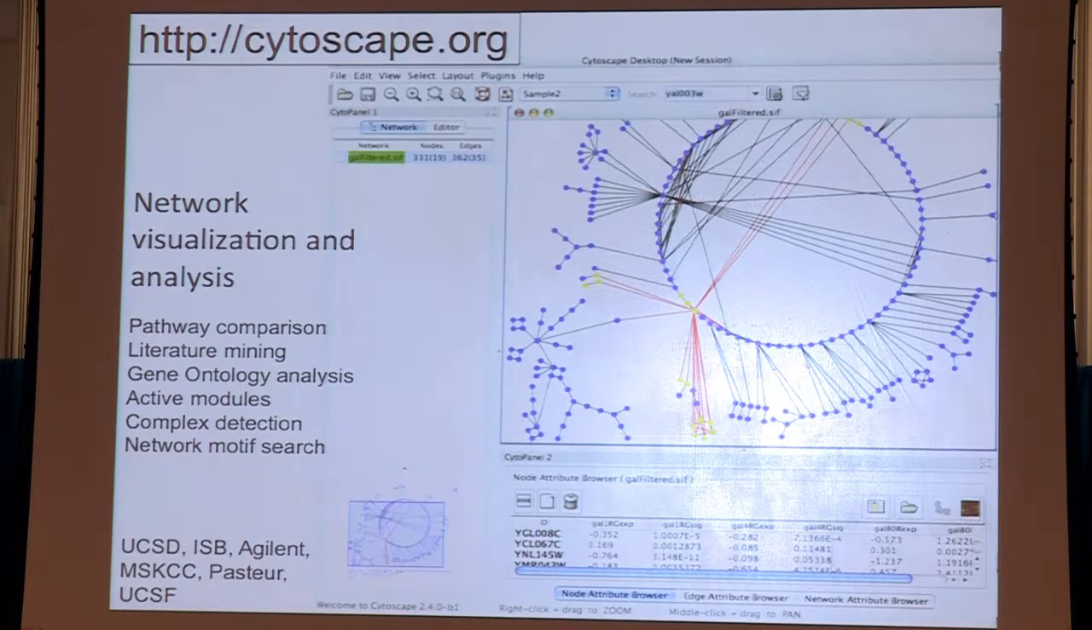As I mentioned yesterday to people in the course, we have Cytoscape that we collaboratively develop, again mostly led by Trey Ideker at University of California, San Diego, and started at the Institute for Systems Biology in Seattle, as a network visualization and analysis software that's free.